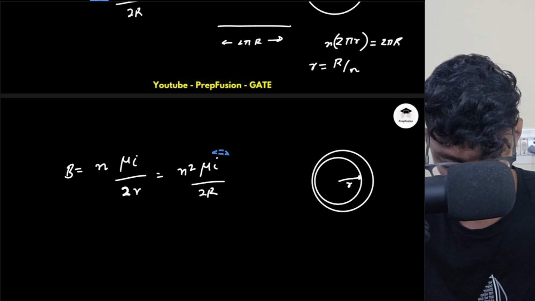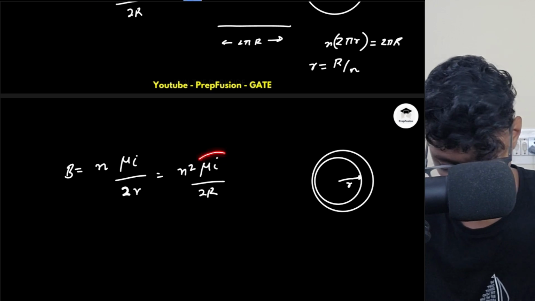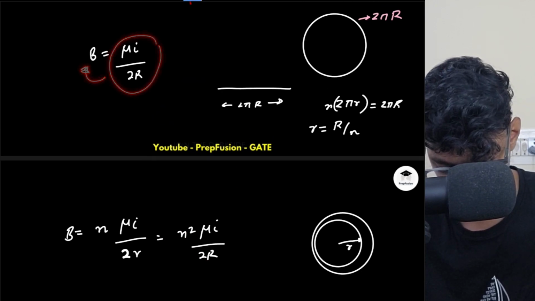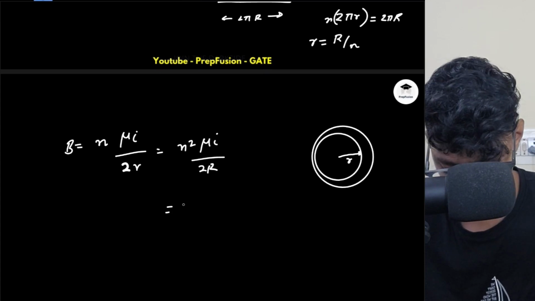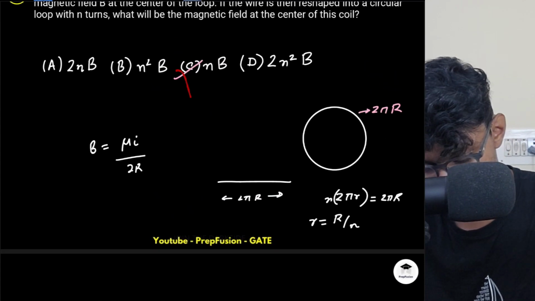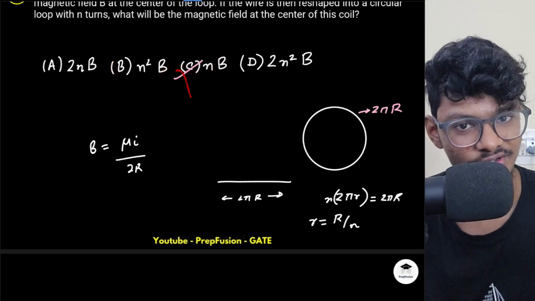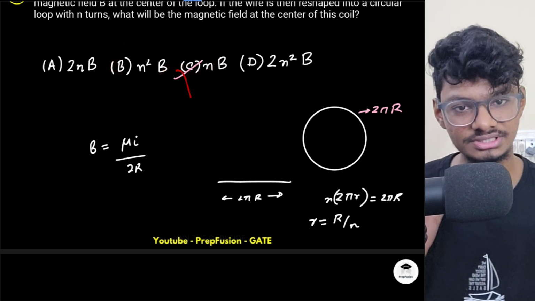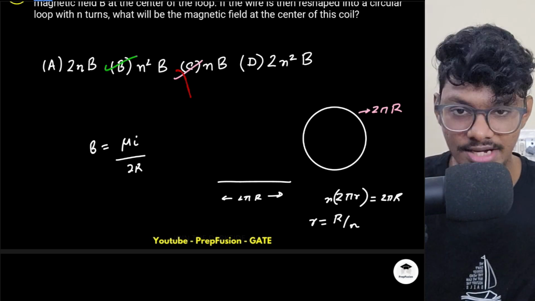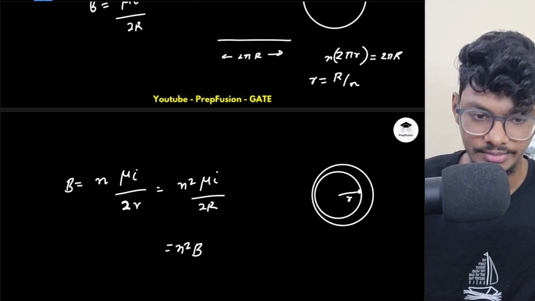So what is this expression? Basically this expression, mu naught I by 2R, is simply B. So it becomes n square times B, and not simply n times B. The magnetic field increases further. So you have to take care of these things, and not blindly put n B. There will be some tricks.